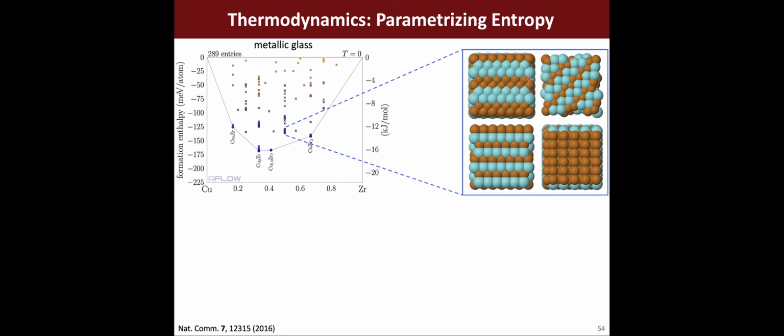You can see here that in this cluster, we have structures that look like this, structures that look like this. They have different lattices, different arrangement of the atoms. They all have the same concentration, and they're all very similar in energy.